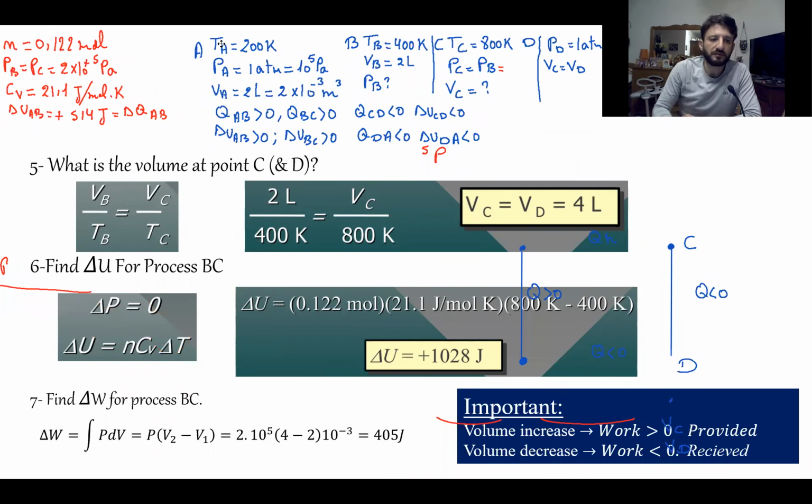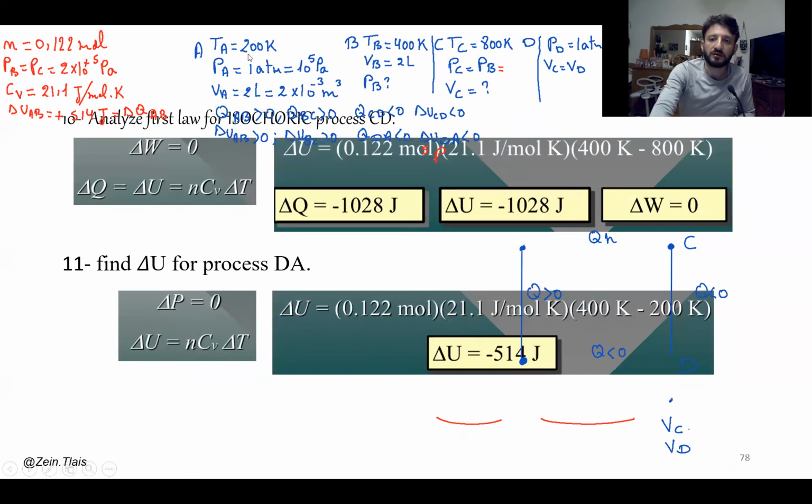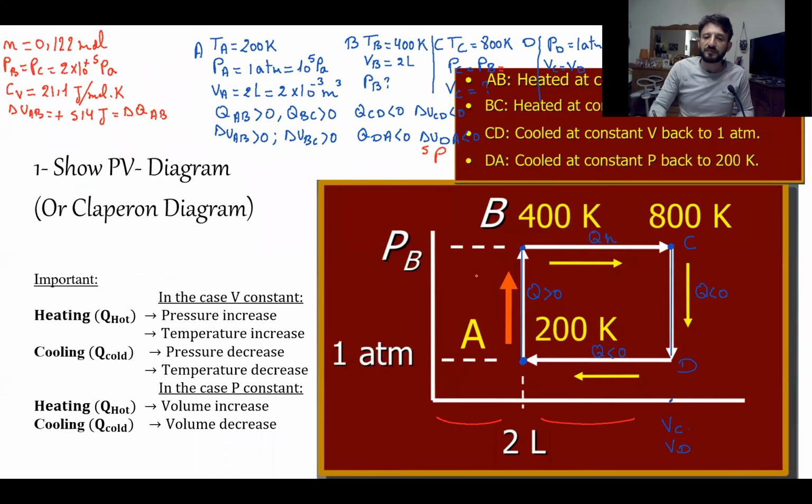Here I want to find what is the volume at the points C and D. You know VC equals VD. Look here, I want to find the volume. We go back to the graph. I want to find VC or VD. So we can take BC, these 2 points, or CD. As we have the values of TB and PB, we can take C and B.